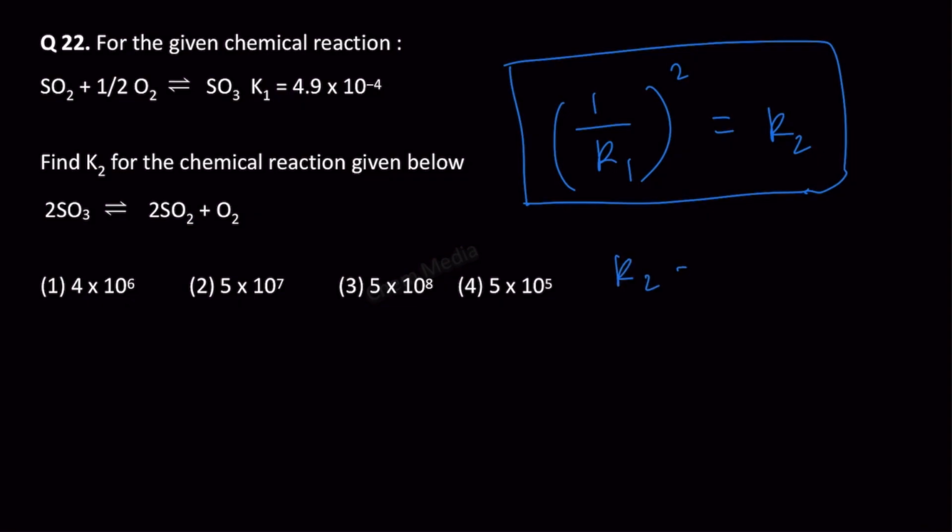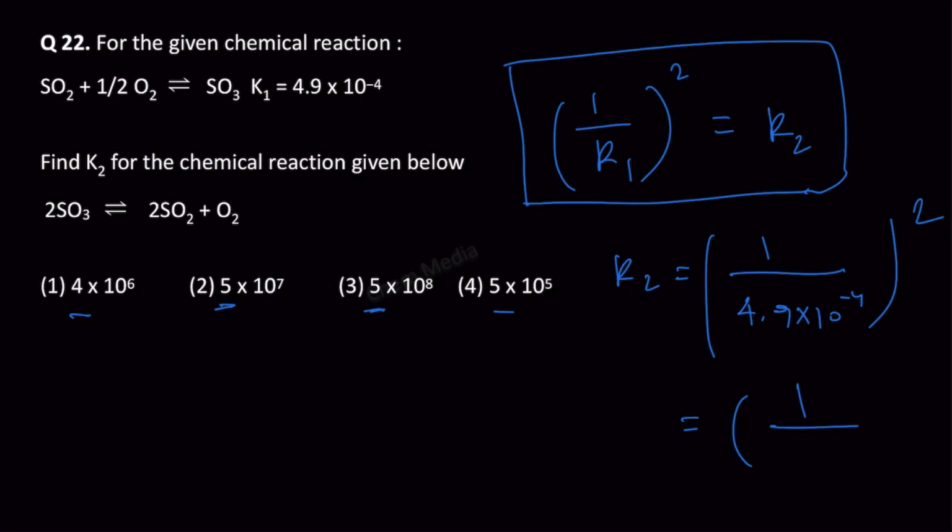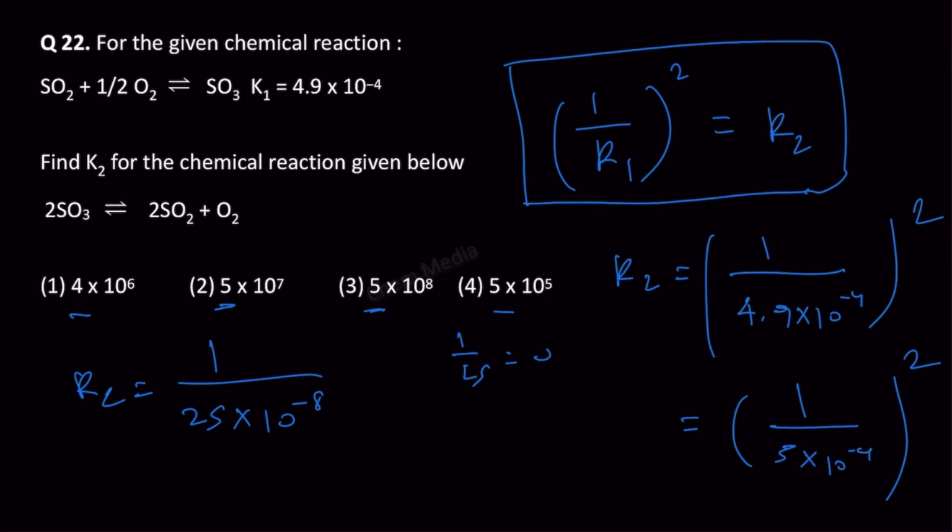K2 is equal to 1 by 4.9 times 10 to the power minus 4 whole square. In the answers, only single digits are given and therefore, I am converting 4.9 to 5. 1 by 5 times 10 to the power minus 4 whole square. Therefore, K2 is equal to 1 by 25 times 10 to the power minus 8, because 4 times 2 is 8. 1 by 25 is 0.04.